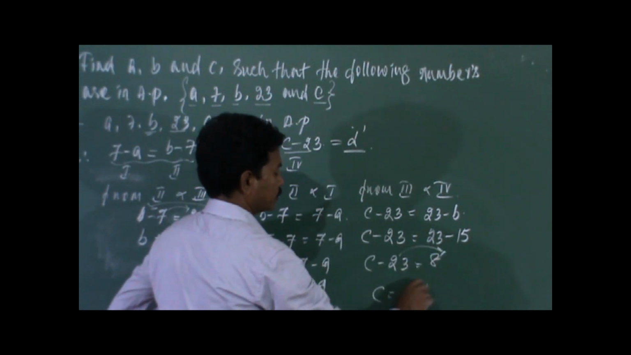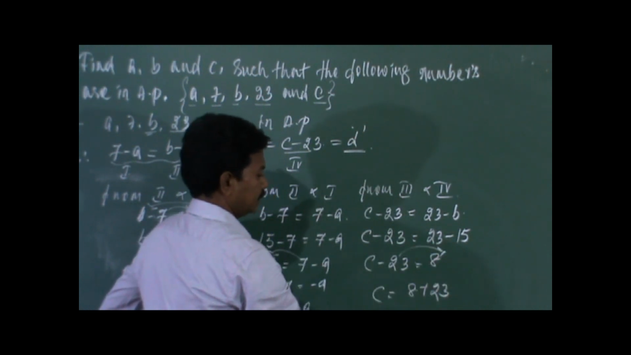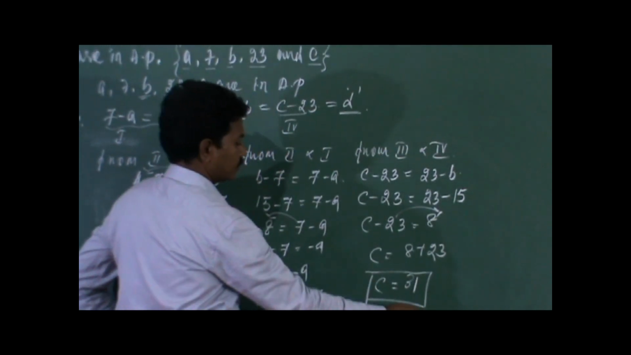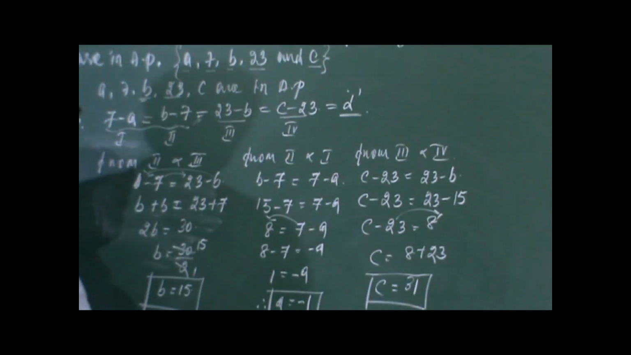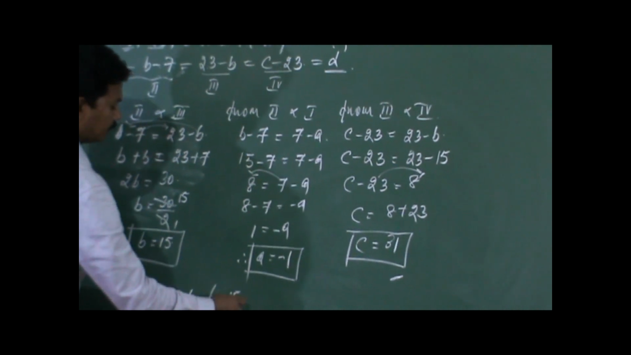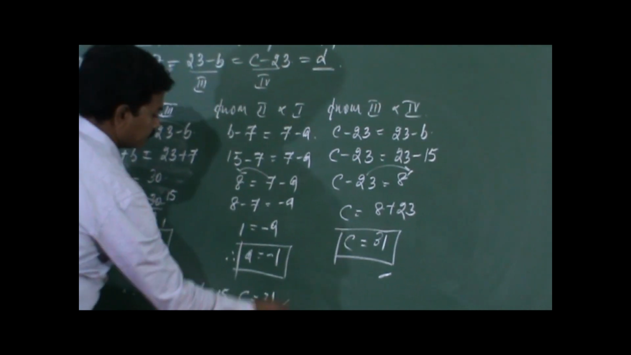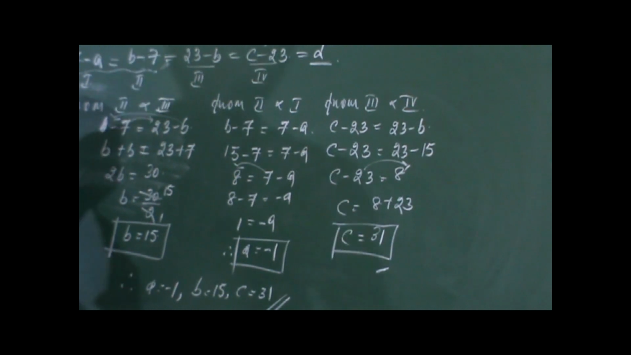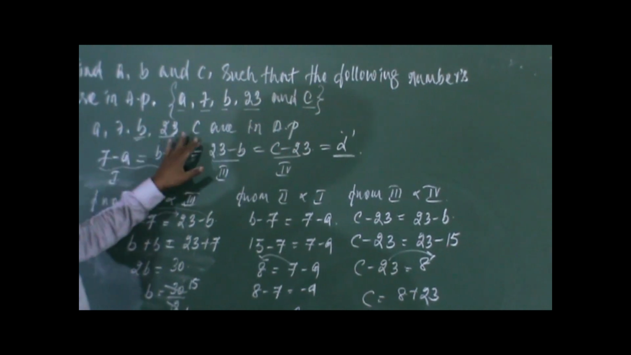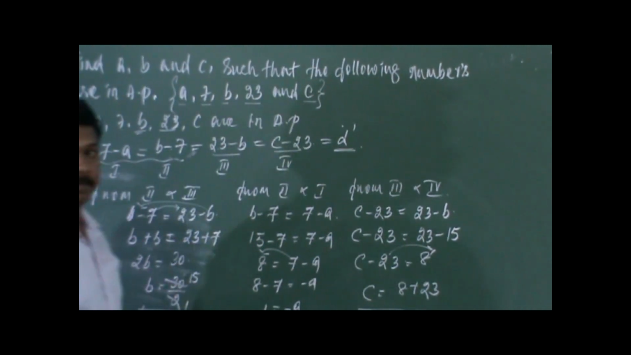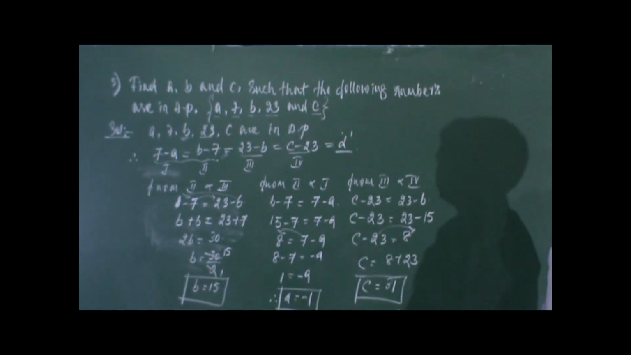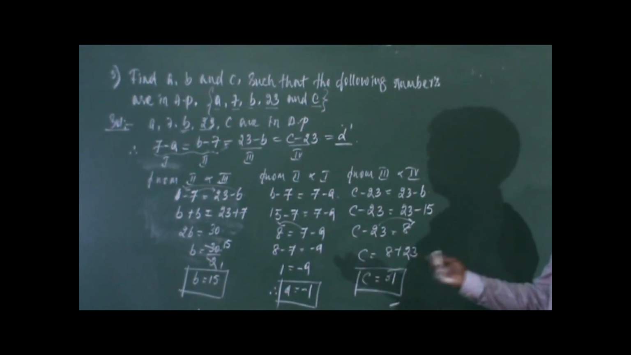Minus 23 gets transposed, that is 23. C is equal to 23 plus 8, which is 31. So the value of C is 31. Therefore A is equal to minus 1, B is equal to 15, and C is equal to 31. So these numbers are in AP. You can cross-check by putting the values of A, B and C and checking whether they are in AP. This is a very important 2-mark problem which has been asked in previous exams.